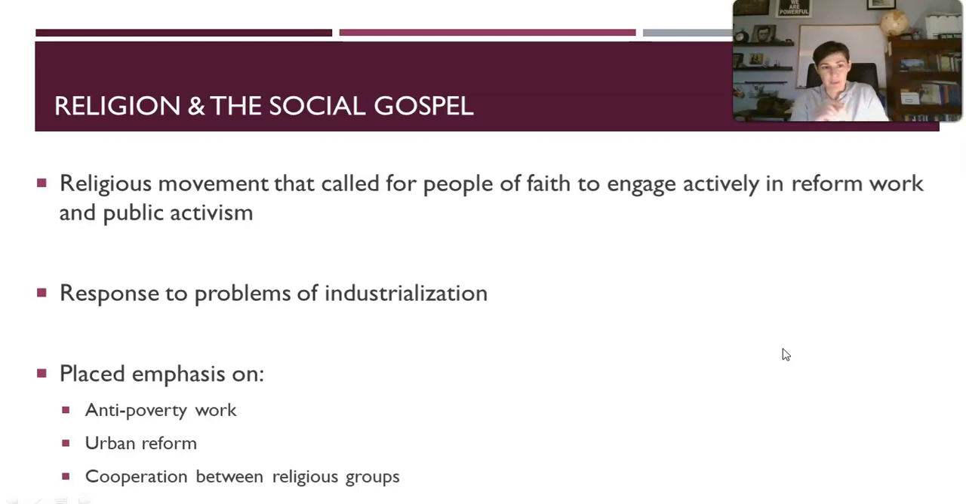Okay, religion and the social gospel. The social gospel was prominent actually in many Catholic circles, which was interesting, and we'll talk more about that in class. It was a religious movement that called for people of faith to engage actively in reform work and public activism, as part of your role as a Christian. Specifically, a lot of Catholics engaged in this, but also Protestants. It was a direct response to problems of industrialization, and they emphasized anti-poverty work, urban reform, and cooperation between religious groups. So there are many cases of Protestants and Catholics working together to achieve reforms and to help the poor.